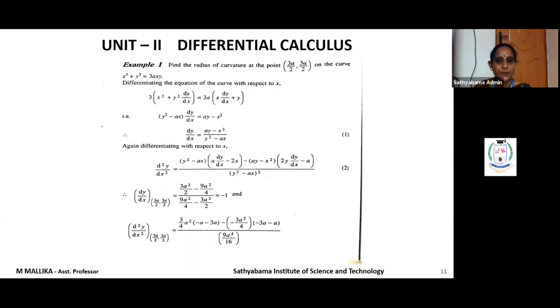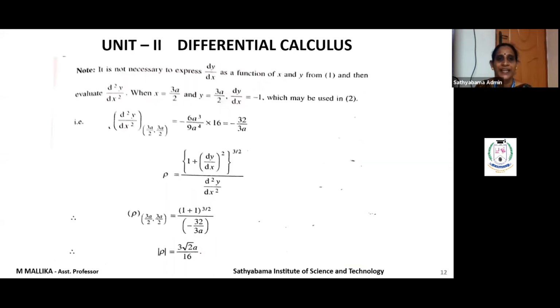So dy/dx is obtained, d²y/dx² is obtained, both in terms of x and y. Now, since a point is given, substitute the point in both, that is in the dy/dx expression as well as in the d²y/dx² expression. In both these expressions, put x as 3a/2, y as 3a/2. When you do that, you will get dy/dx as −1 and d²y/dx² as −32/3a. So you have to just substitute these values. All those calculation parts, you can do it.